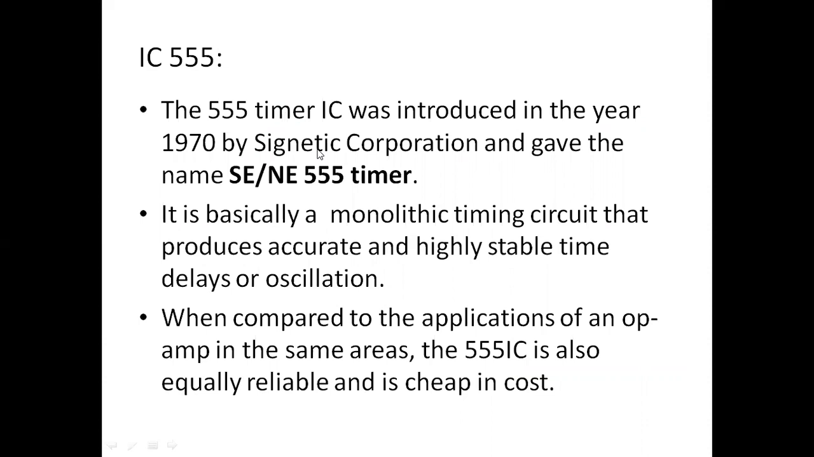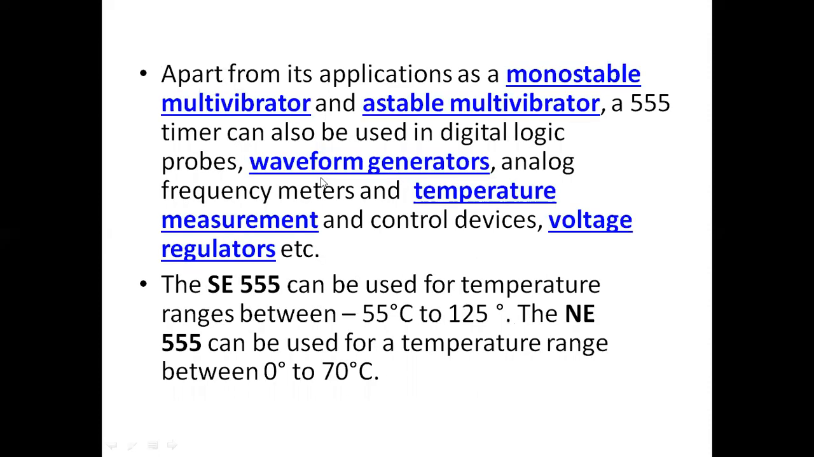So the 555 timer IC was introduced in the year 1970 by Signetics Corporation, and it is named as SE or NE 555 timer. So basically, it is a monolithic circuit. That means all the active and passive components are fabricated on a single silicon chip or silicon wafer and produces accurate and stable time delays or oscillations. When compared to the 741 IC or linear IC, it is equally reliable and is cheap in cost also.